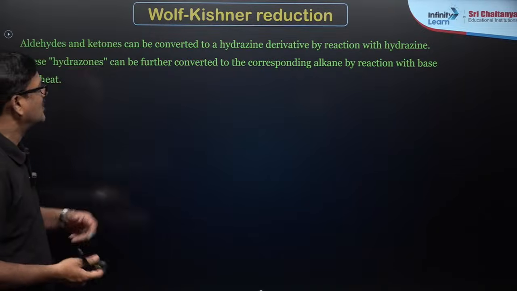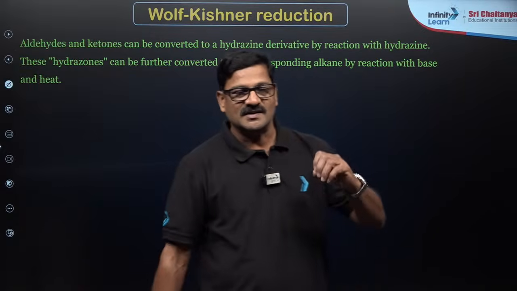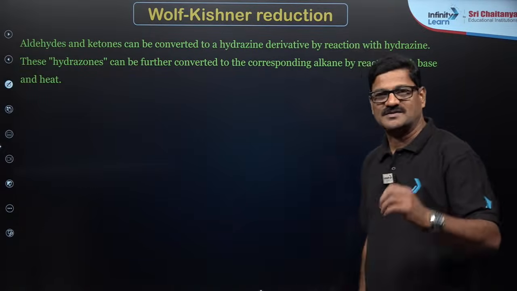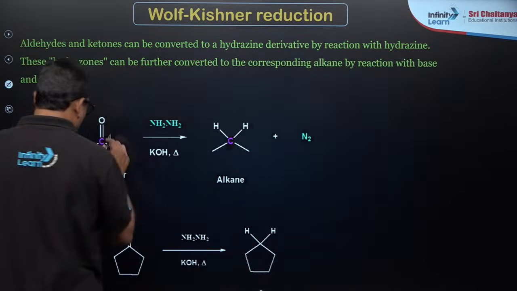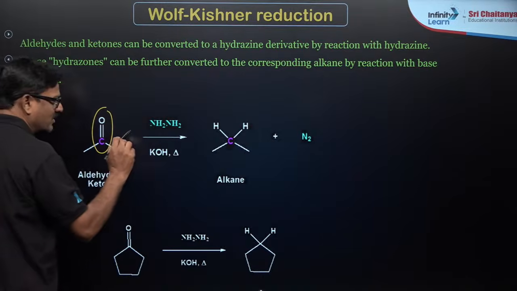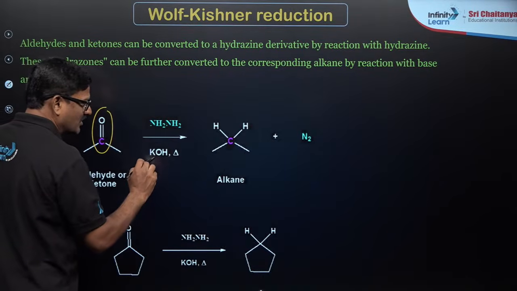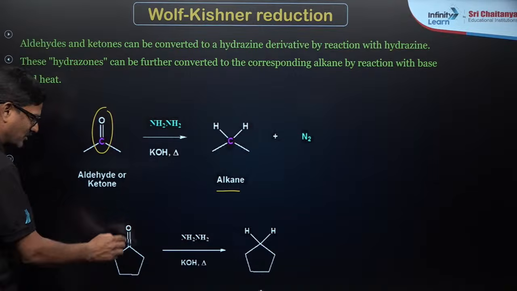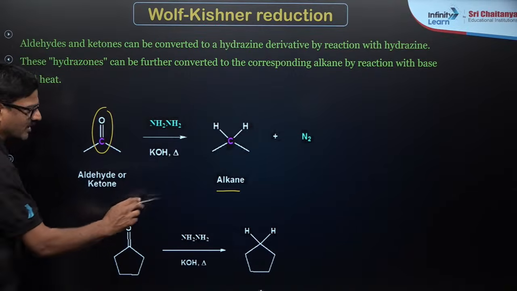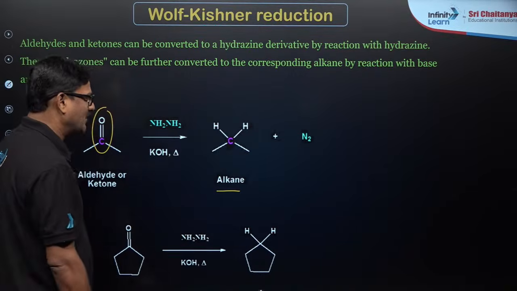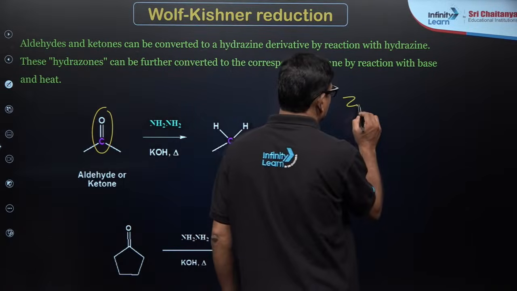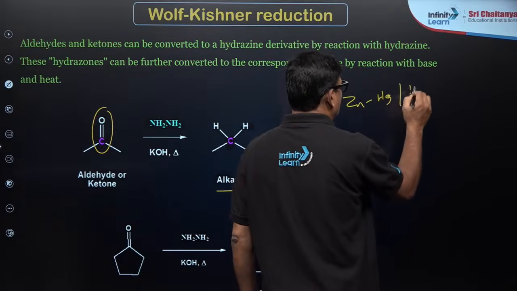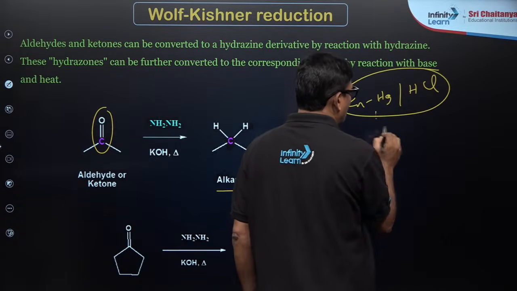Let us talk about Wolff-Kishner reduction. It is a reduction just like a Clemmensen reduction. The C double bond O is being reduced by NH2NH2 and KOH, and alkane is formed. Say an example, cyclopentanone gives rise to cyclopentane. If zinc amalgam, zinc HCl is used, it is going to be Clemmensen reduction.